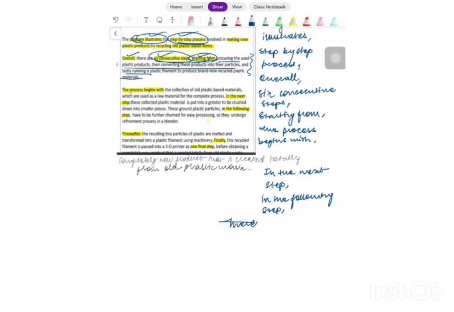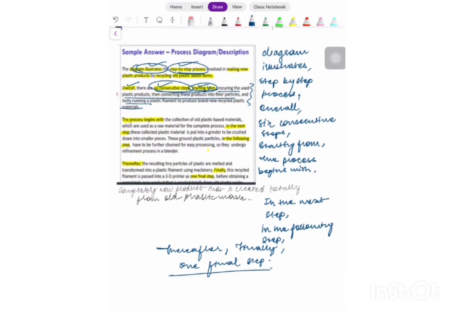Thereafter, finally, one final step. So these can be used totally universally. That is why I have taken time to write it down. You can use these terminologies to write your own answer, and these are something like common words that you can use in whichever answer you want.